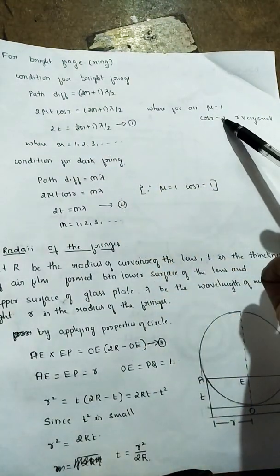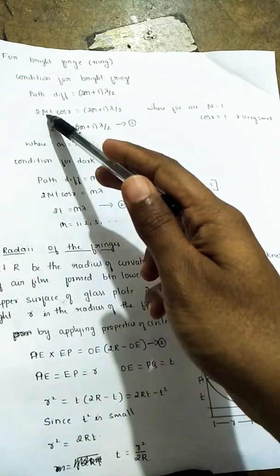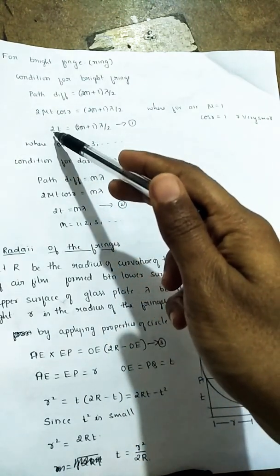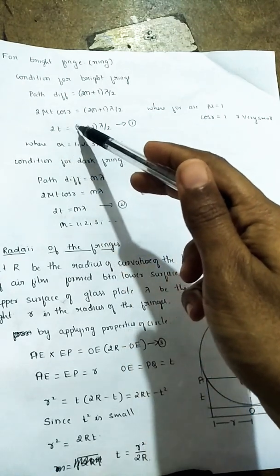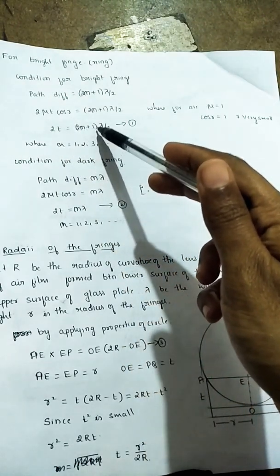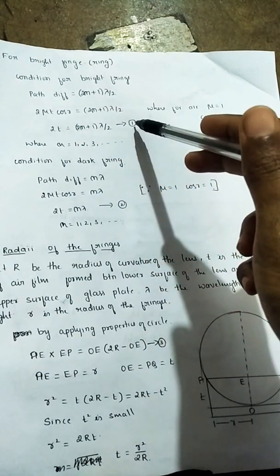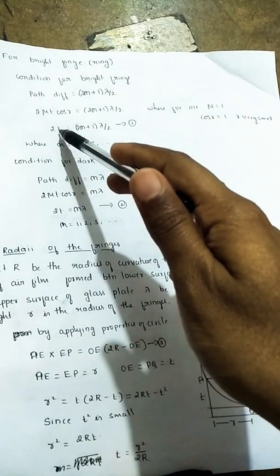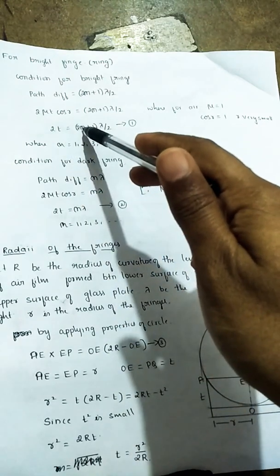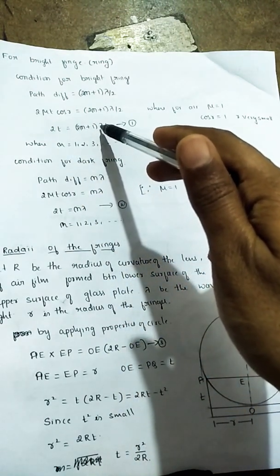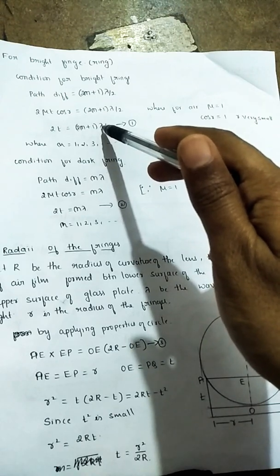Here, when mu is equal to 1 and cos r is equal to 1, this equation can be written as 2t is equal to (2m plus 1) into lambda divided by 2. Take it as equation number 1. Here t is the thickness of the air film, m is the order of the fringes, and lambda is the wavelength of the monochromatic light.